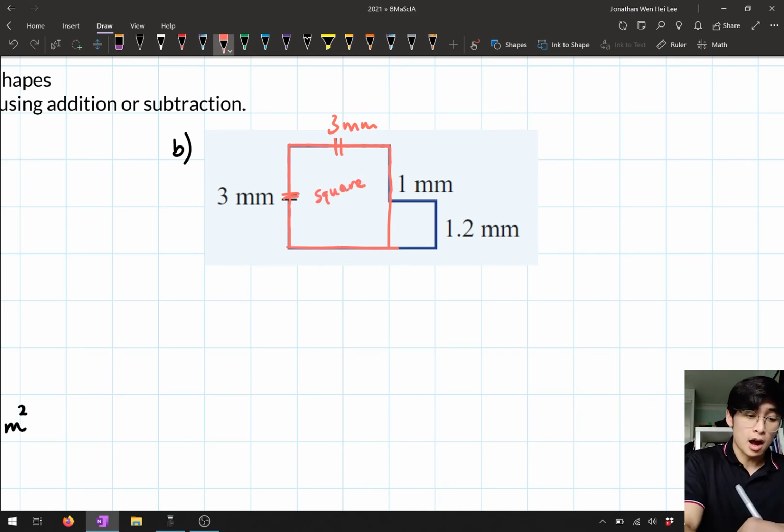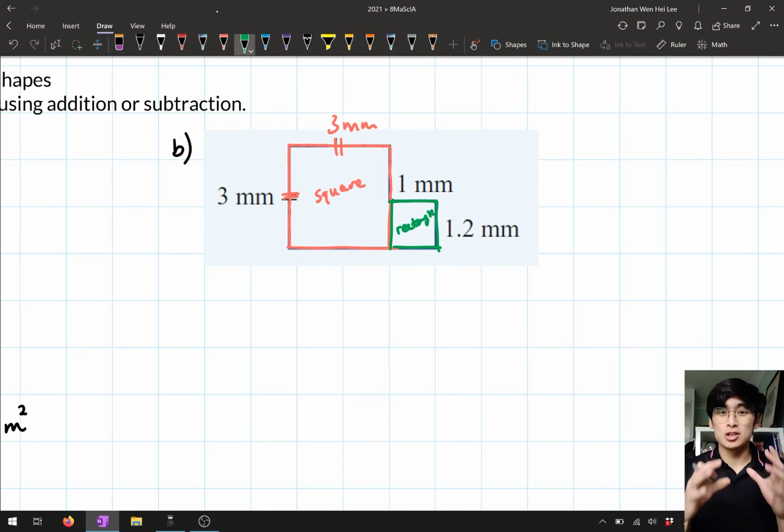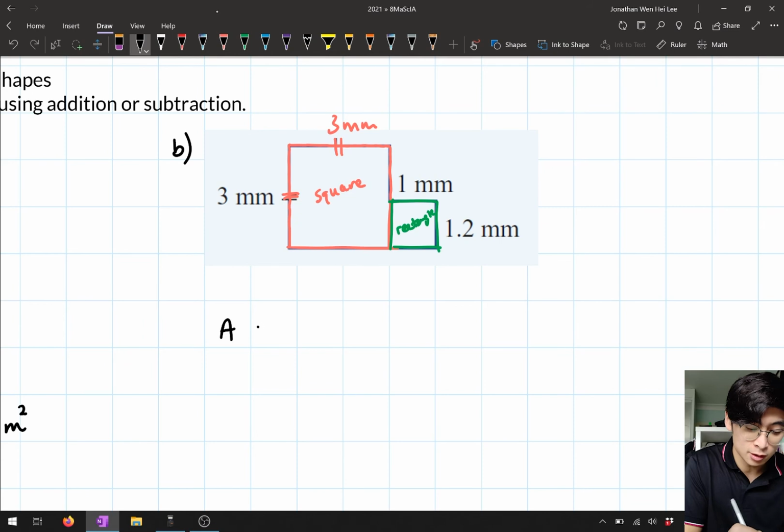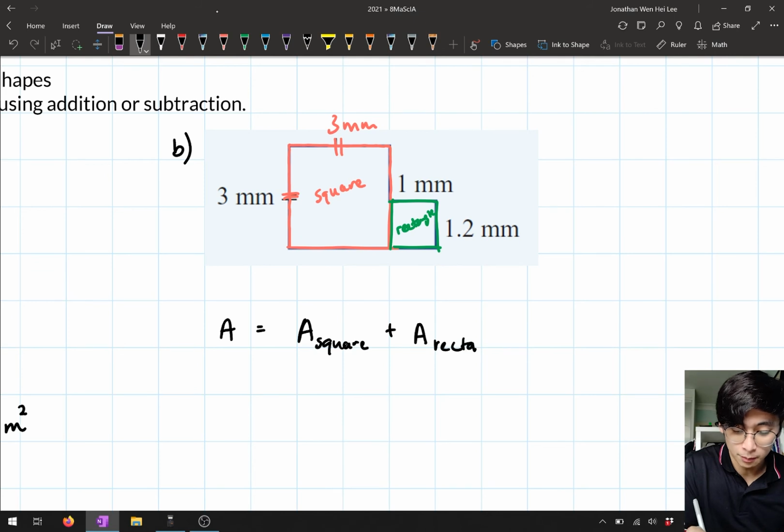And then on top of that, I have this other shape over here. And we've got these measurements, 1 millimeter and 1.2 millimeters. So this is a rectangle. And so here I am adding these two shapes. I'm adding the square and I'm adding the rectangle to help me find the total area. So for this one, I've got A is equal to area of my square plus the area of my rectangle.